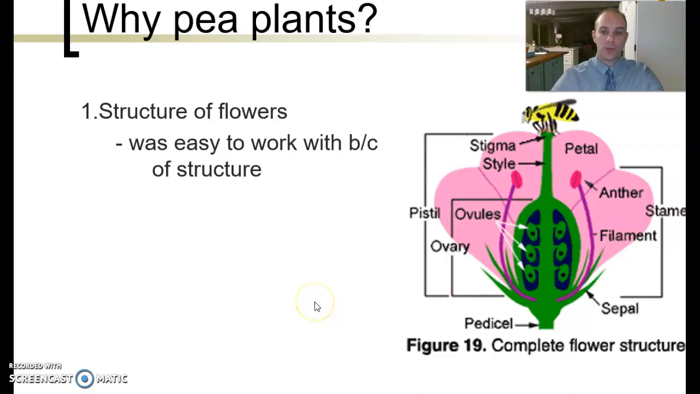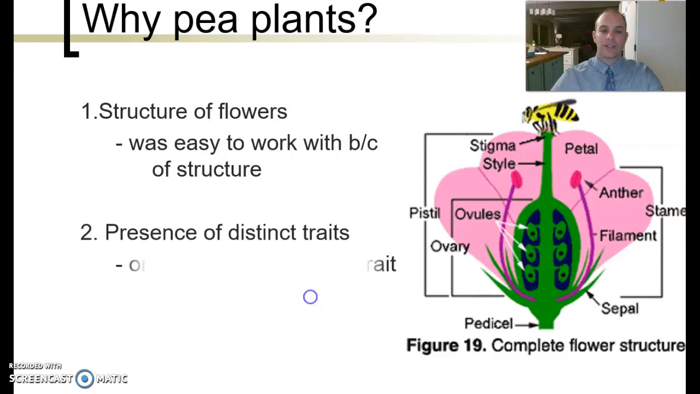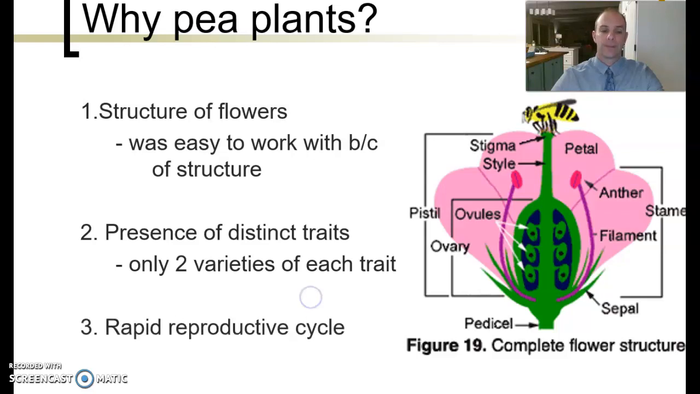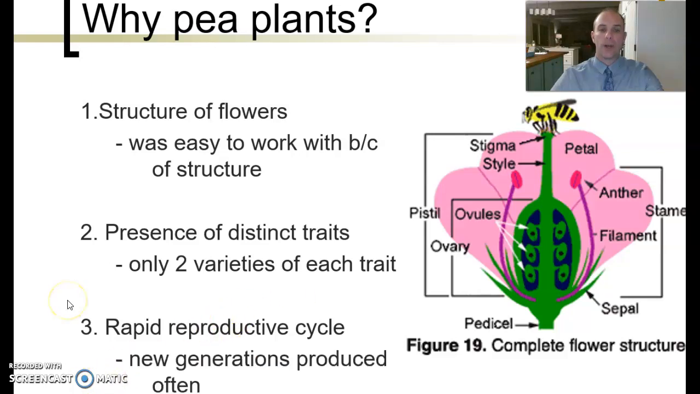You don't need anybody else to do it. You don't need the insects to come in. A person can do it themselves. There are the presence of distinct traits, only 2 varieties of each trait, which makes it easy to chart and document which ones they are, and a rapid reproductive cycle. If you were to try this with humans, you'd have to wait 40 weeks for a full-term pregnancy. These reproduce very quickly. And because of how quickly they reproduce, you'll see that new generations are produced often, so we can chart many, many offspring during this time.